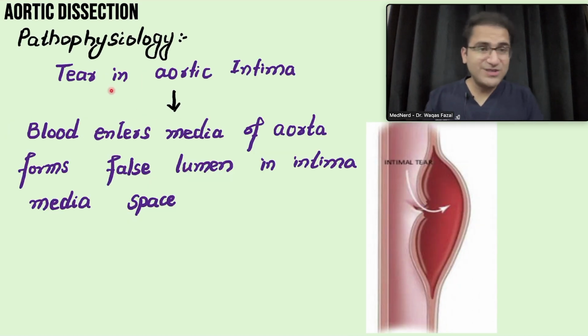Now, the pathophysiology is very simple. There is a tear in the aortic intima, and that tear leads to blood gushing out and accumulating between the tunica intima and the tunica media. Blood enters the media of the aorta and forms a false lumen in the intima-media space.